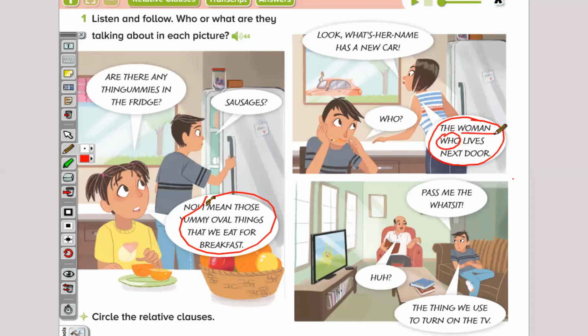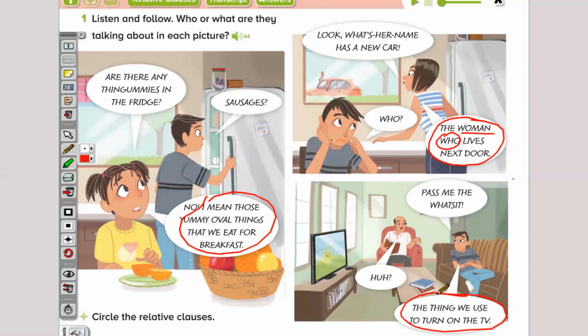The woman who lives next door. And here, pass me the what's it? No relative clause here again. And the thing we use to turn on the TV, the whole sentence is in relative clause. And do we have any that or who?